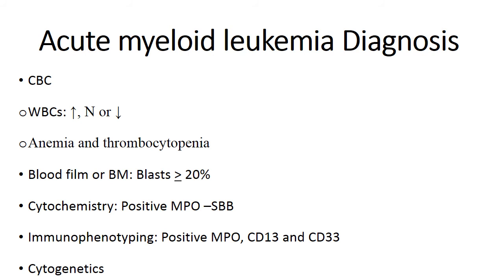The laboratory diagnosis of acute myeloid leukemia includes the complete blood count, in which we will find leukocytosis, normal leukocytic count, or leukopenia, and mostly we will find anemia and thrombocytopenia. The blood film and/or bone marrow smear will show a blast percent of 20% or more. The cytochemistry in acute myeloid leukemia will give a positive TDT, myeloperoxidase, and Sudan black B.